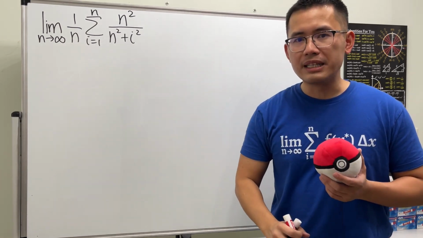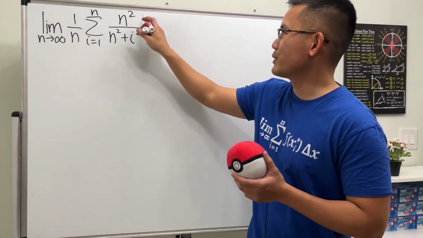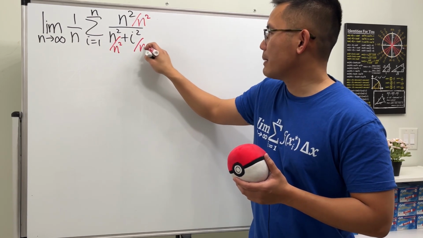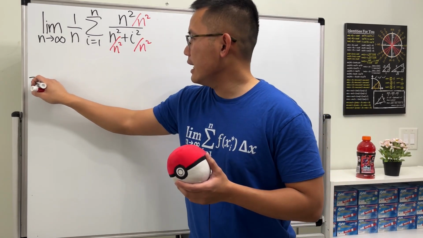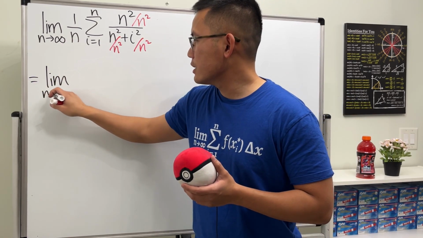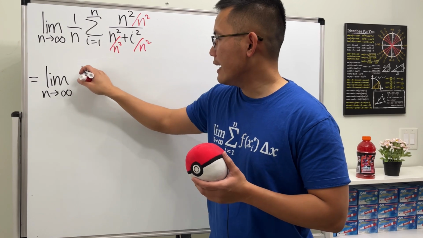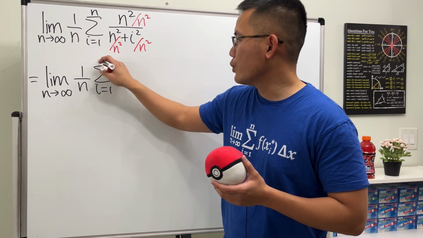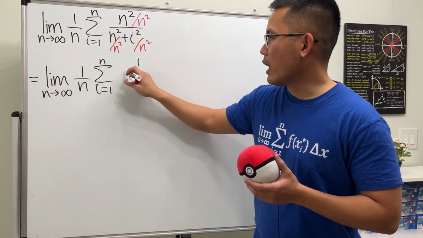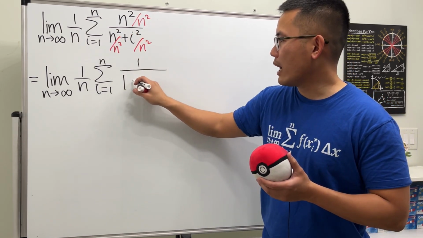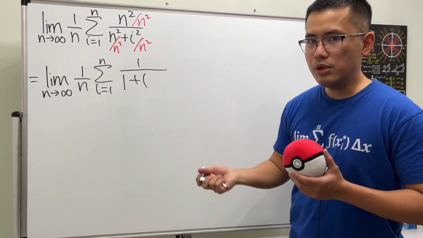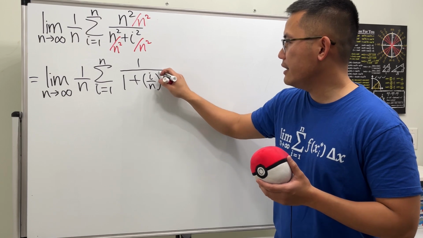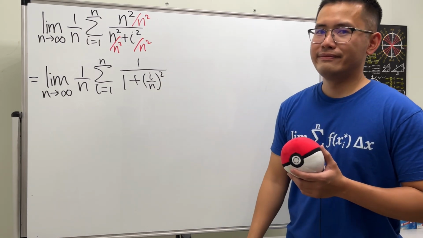Okay, here we have n squared, and this is also i squared. Let's divide everybody by n squared. That's the strategy for this one. Divide this by n squared, divide this by n squared, divide this by n squared. So we can rewrite this as the limit as n goes to infinity. We still have that 1 over n, and then we have the summation i goes from 1 to n. And then on the top, we just have 1. On the bottom, this is 1, and then this right here, put a parentheses, and then we will have i over n, and then square.